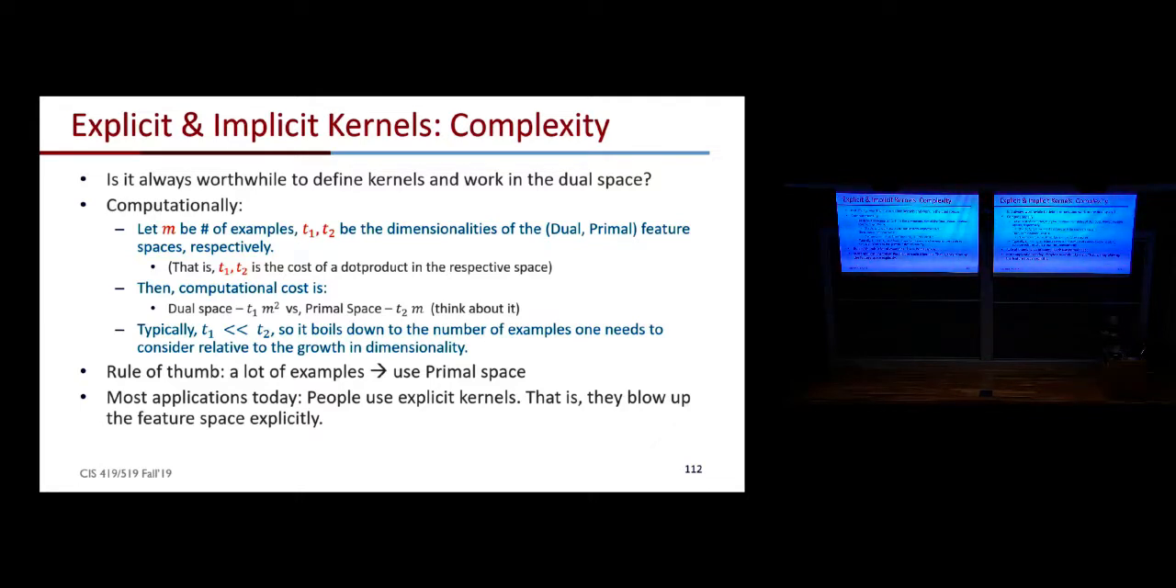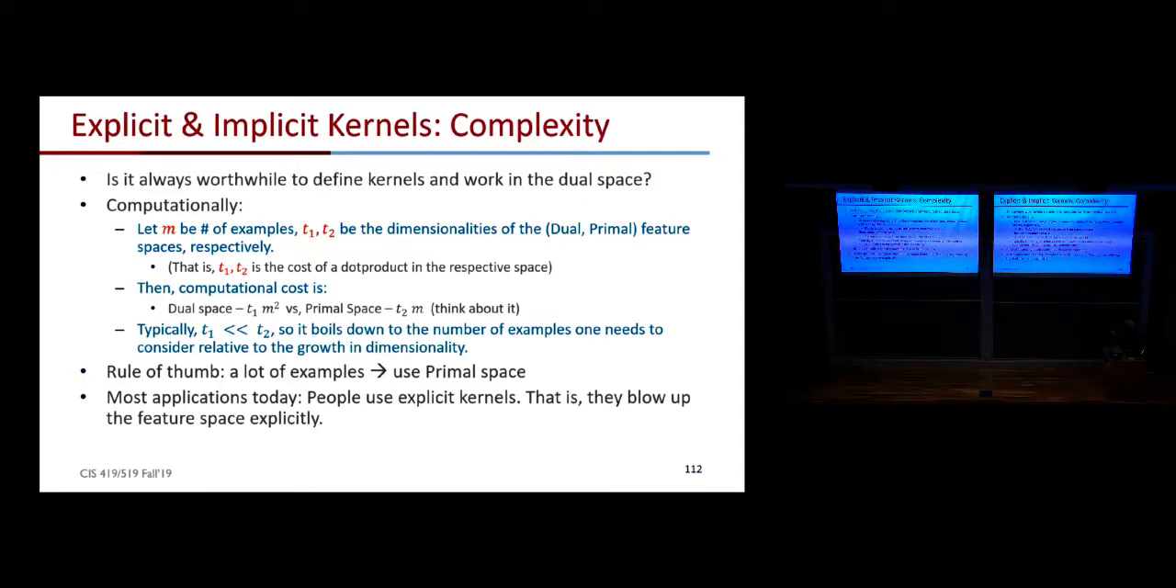And because I have m examples, this means order m squared dot products. In the dual, what you have to do is for each example, you compute the dot product with your W, and that's it. So m times, because there are m examples, you compute the dot product with the W, and each one of them is going to cost you T2. So in the primal space, where I'm doing the W, my cost is T2 times m.